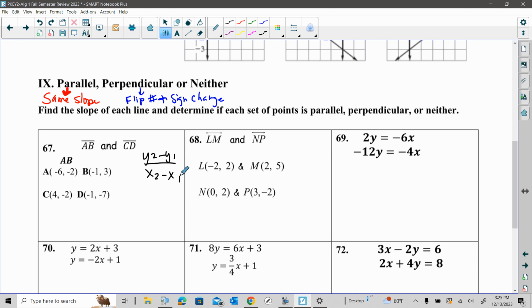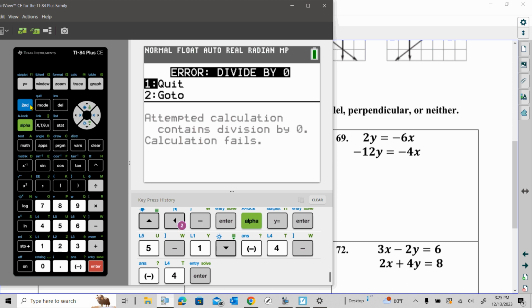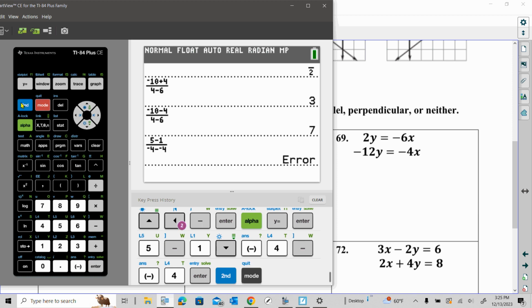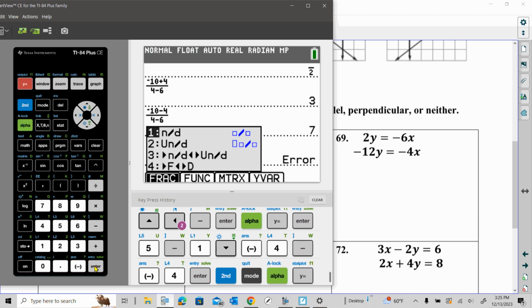I'm trying to get to my calculator. Sorry about that, guys. Here we go. So I'm just gonna let the calculator do my work for me here. I'm gonna second mode to quit that, then alpha y equals, hit enter.